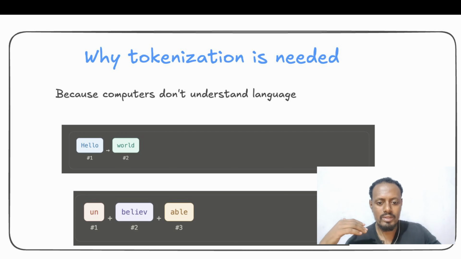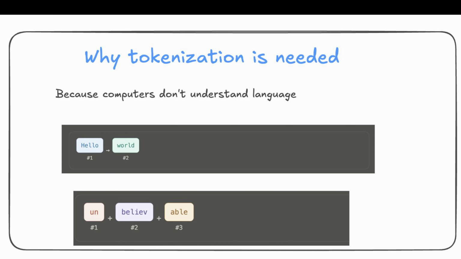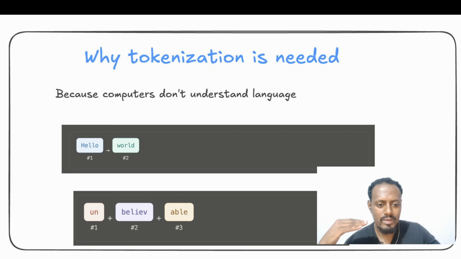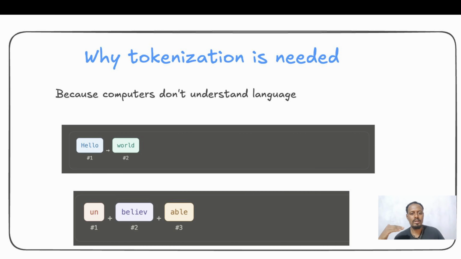Unbelievable: three tokens, one word. Three separate pieces, and honestly, this makes sense when you think about how meaning is structured in language. Un is a prefix with its own meaning, and able is a suffix. The model learns patterns at this level, which is actually really useful.